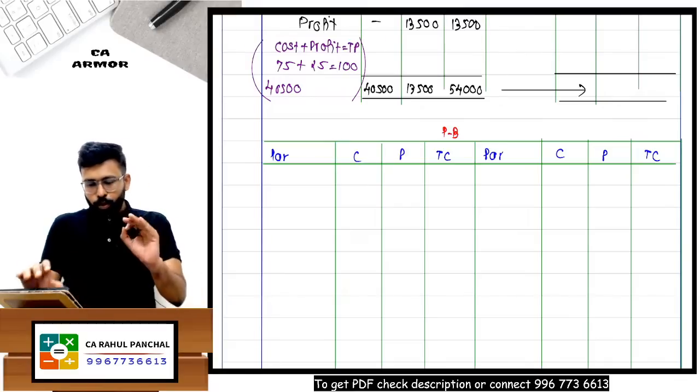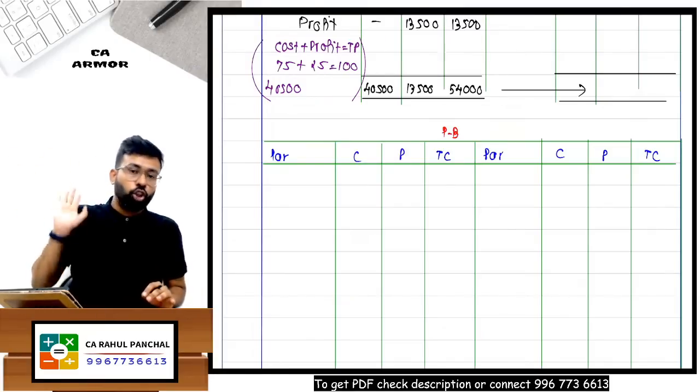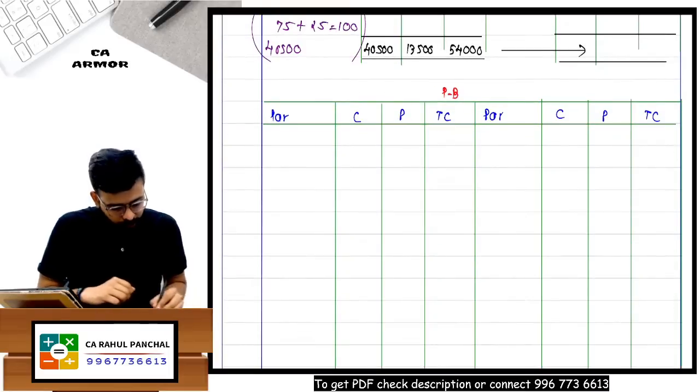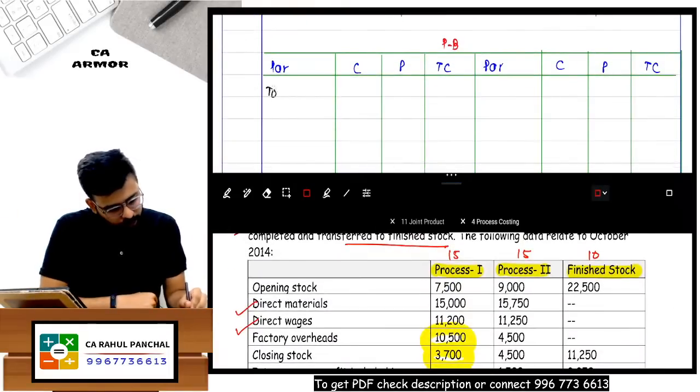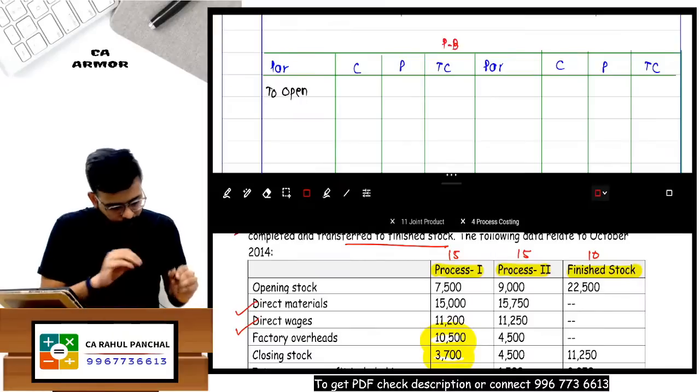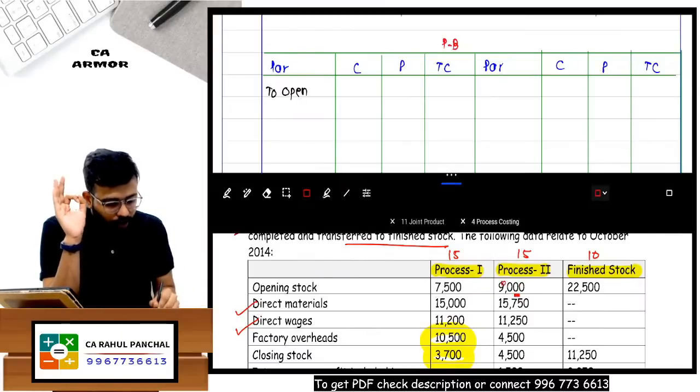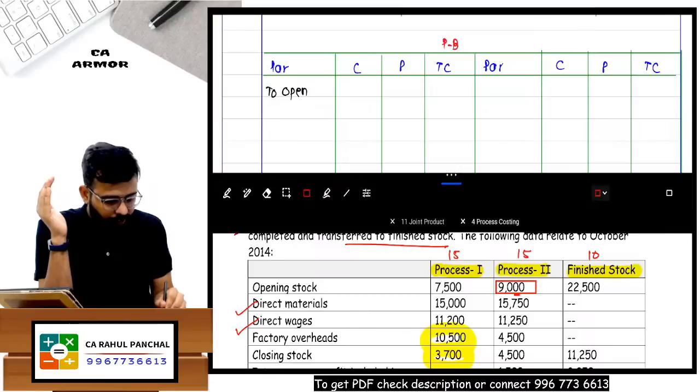Sir, first thing you need to understand, first thing is the opening stock. So first starts with opening stock. Now again, if I divide the page here and I write to opening stock, what is the value of opening stock? Always write the value in the total column first, 9,000.